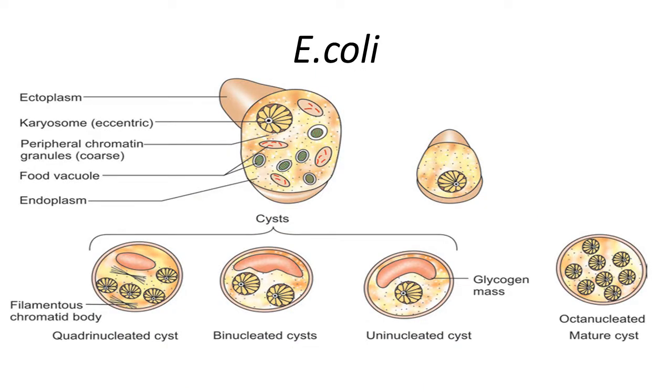Next, we will move to Entamoeba coli, because Entamoeba histolytica and Entamoeba coli are morphologically similar, with some specific characteristics. Only if you know the morphological features of Entamoeba histolytica and Entamoeba coli can you identify the pathogenic parasite, that means Entamoeba histolytica. Sometimes we can mistake Entamoeba coli for Entamoeba histolytica. So we have to differentiate these two.